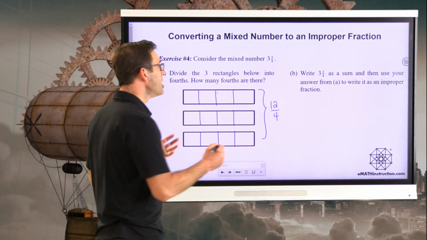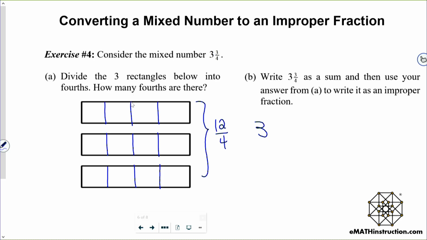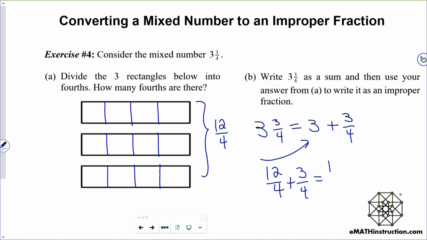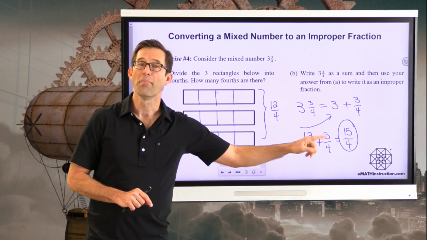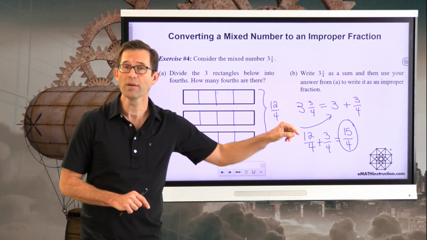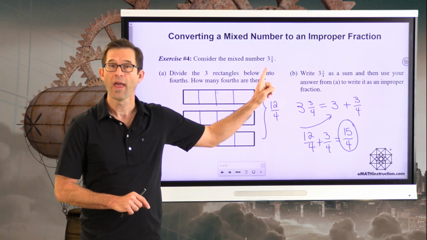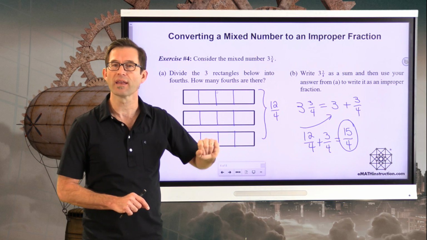All right, well, again, it's this simple, right? 3 and 3/4 is the same as 3 plus 3/4. But the number 3 is just 12 fourths. So plus 3/4 gives us 15 fourths. Right? So we can move from this mixed number form back to that improper form as long as we can take the whole number, 3, and figure out what it represents in terms of that denominator.